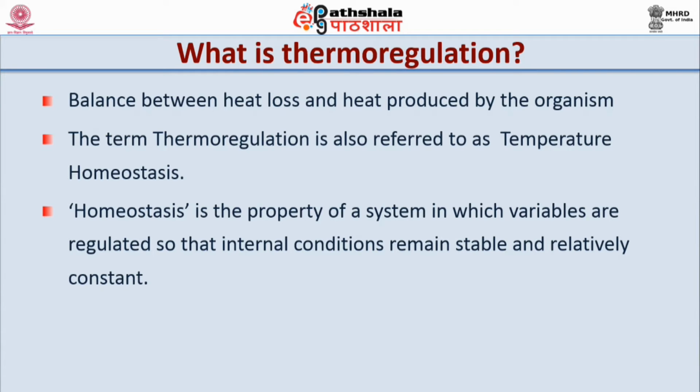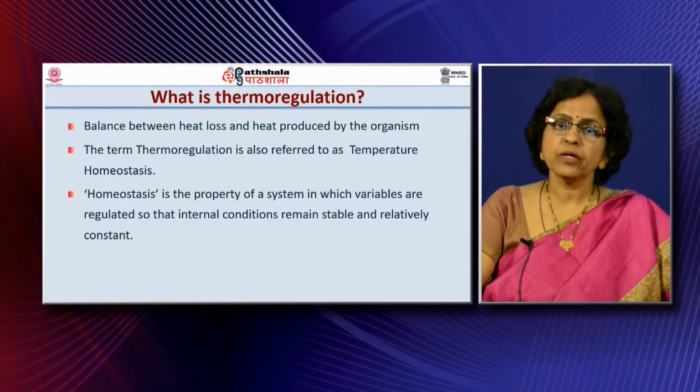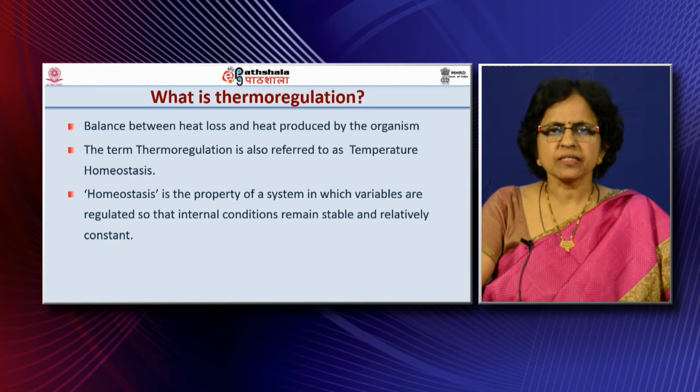Now what do you understand by homeostasis? Homeo means maintenance, stasis means that it has to be constant. That could apply to any parameter, but here we are talking about temperature homeostasis. Literally, homeostasis is described as a property of any system in which the variables are regulated so that the internal conditions, here the temperature, remain stable and relatively constant.